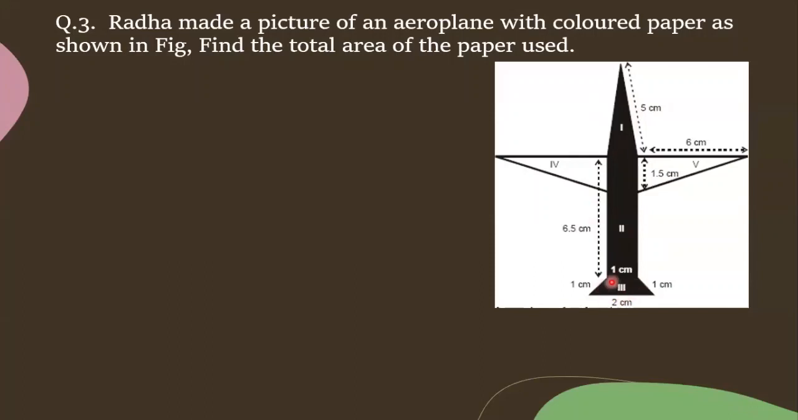Now only this trapezium remains. So what is the area of a trapezium, children? Half into sum of parallel sides into height. Yes, ma'am. Half into sum of parallel sides into height. You just see this trapezium. Here, parallel sides 1 and 2 they gave. But to find the area of this trapezium, we need the height, no children?